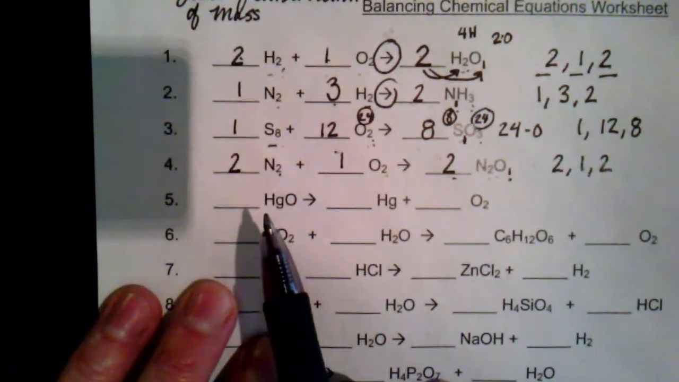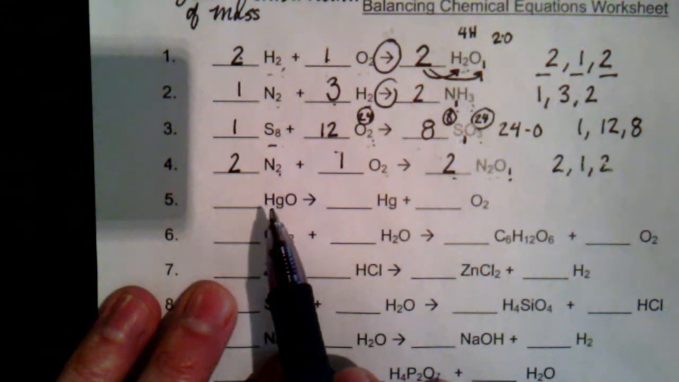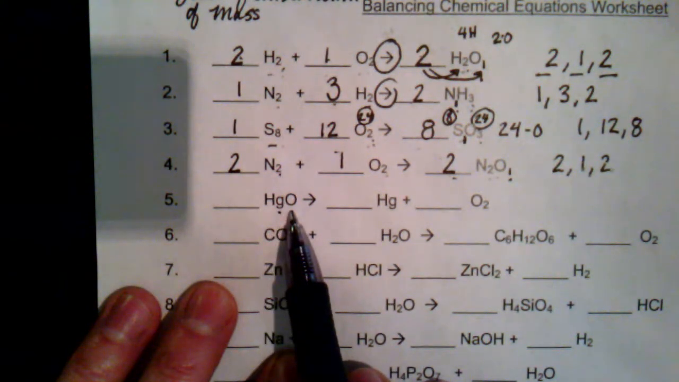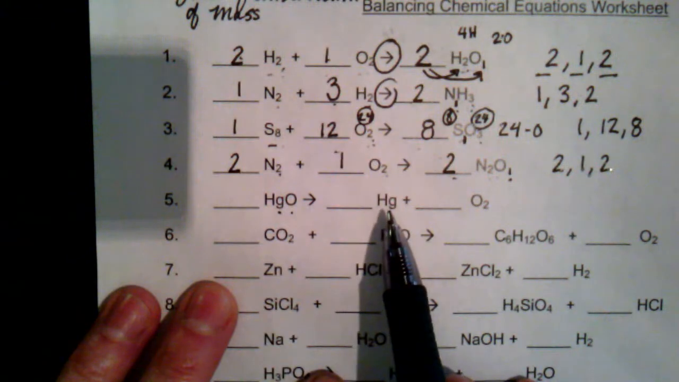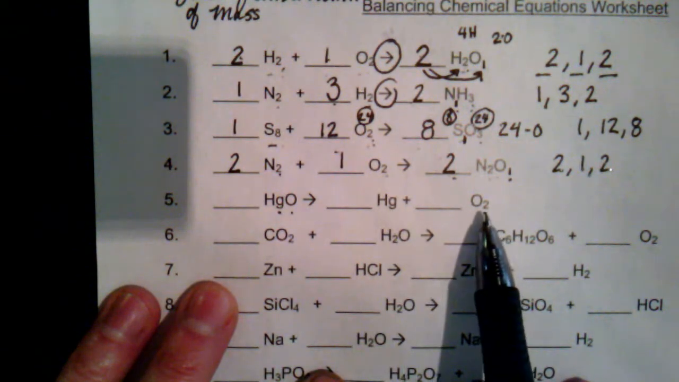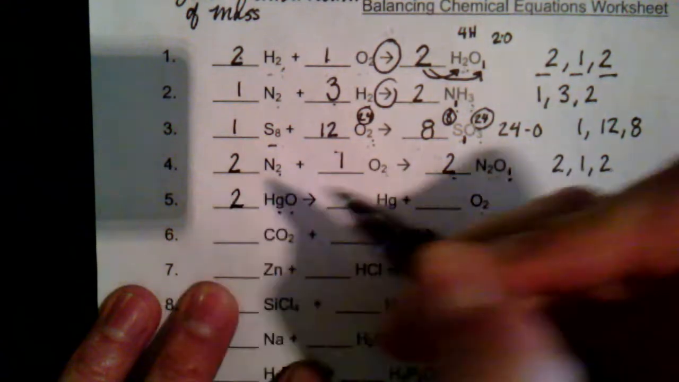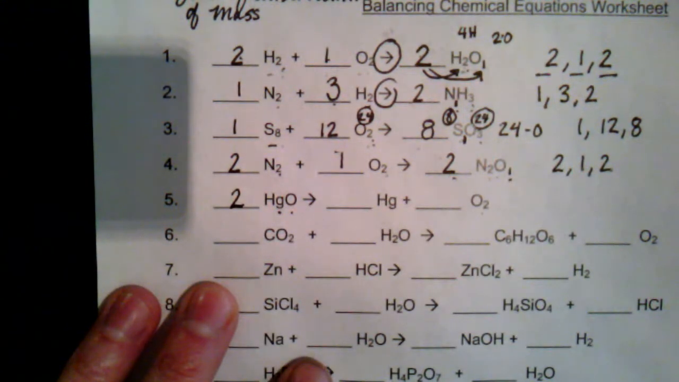Let's look at the next one. All right, we have mercury and oxygen. We have 1 of each one of those. We have mercury here, and oxygen has 2. Okay, so the oxygens are not balanced. So we have 2 here and we have 1 here. So we're going to put a 2 coefficient in front of that, not subscript.